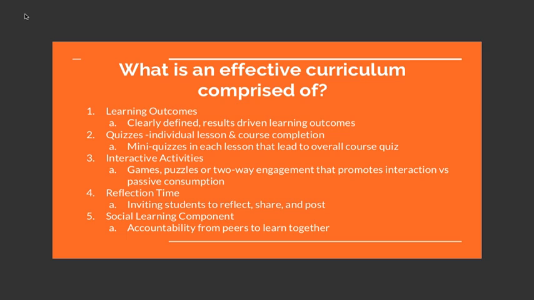Oftentimes we hear it's not a race, but it's a sprint. So in the sense that we want to encourage students to reach the finish line, but not at the expense of quality, especially not at the expense of quality. We really want to invite students to look at social learning and reach out to their peers for support, for feedback, for engagement, and to engage each other as a community in this opportunity to learn globally and digitally. These are 5 components that I feel really make curriculum effective.